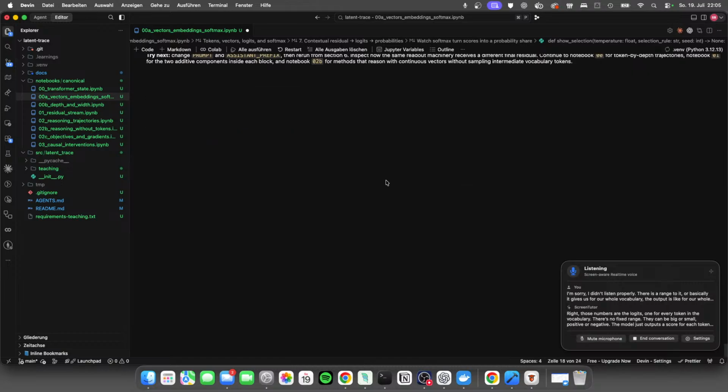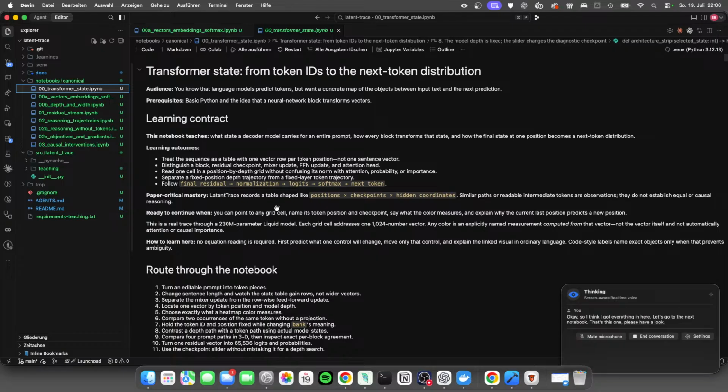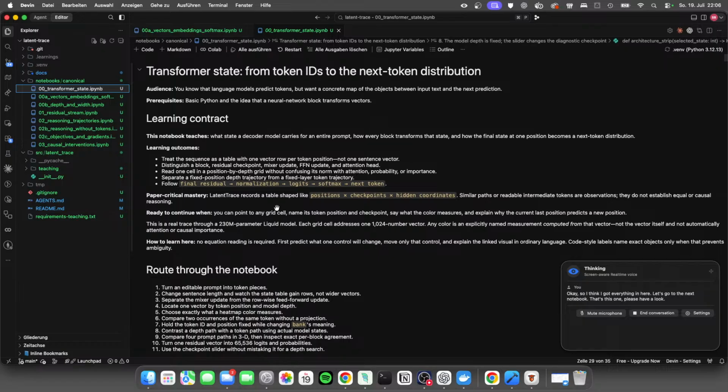Okay, so I think I got everything in here. Let's go to the next notebook. That's this one. Please have a look. Got it. I'll pull up that notebook and then we can dive in from the top.